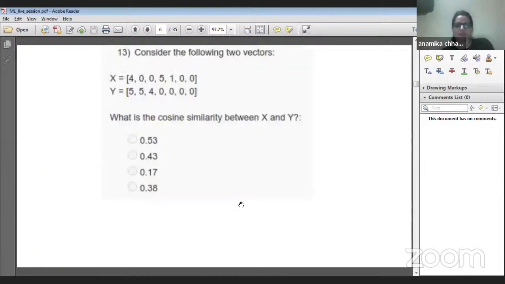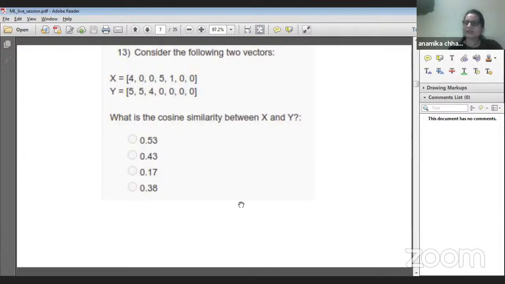I think that's very simple. Okay, next question is, what is the cosine similarity between two vectors x and y? Okay, again, very simple. So we are given the two vectors.